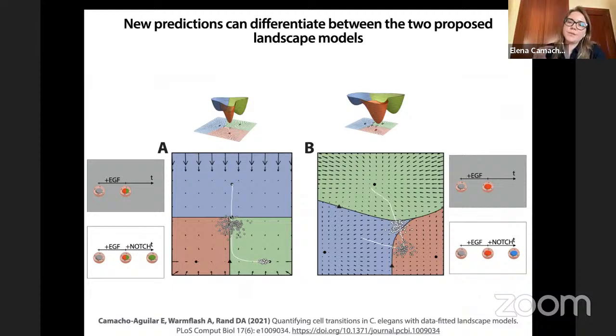Using the same protocol, but simulated with the more flexible model, it would predict that cells will become the primary cell type, but then become tertiary. So we don't have worms, so we cannot do this experiment, but it would be nice to try at some point and see what happens.